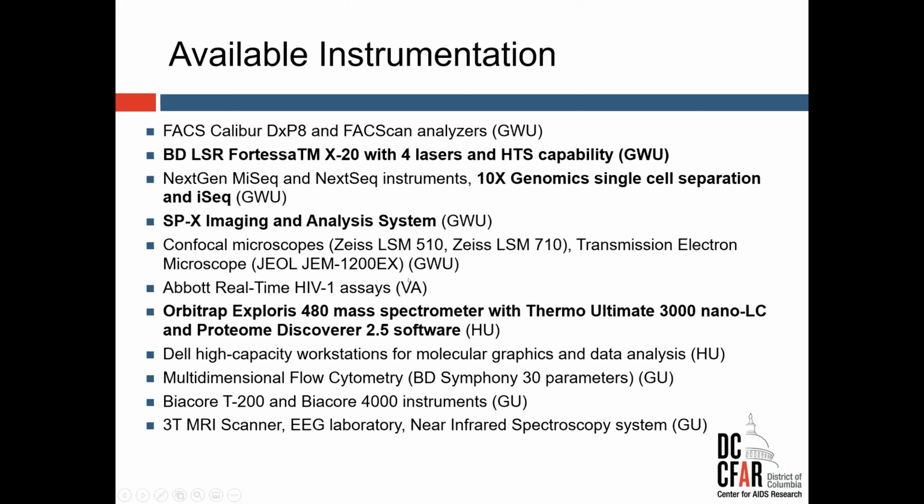There are some real-time assays available which can help you measure viral load at VA. We just got a new Orbitrap mass spectrometer at Howard, which can also be used for a number of things, including antibody characterization, for example. There is also multi-dimensional flow at Georgetown now, and the Biocore I mentioned is part of the Biocore services at Georgetown University, along with MRI scanners, an EEG lab, and near-infrared spectroscopy, also available at Georgetown University.